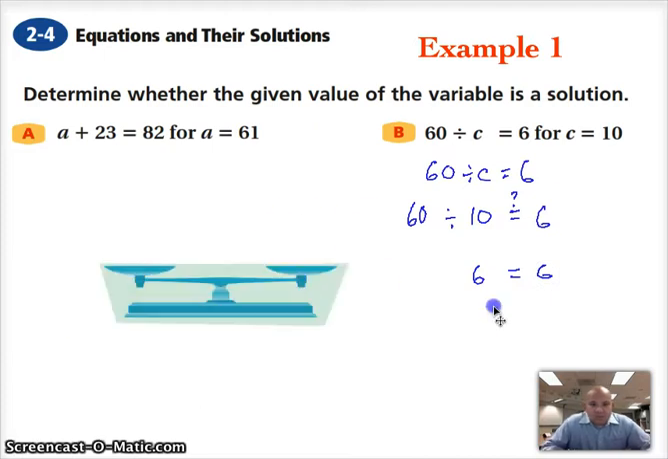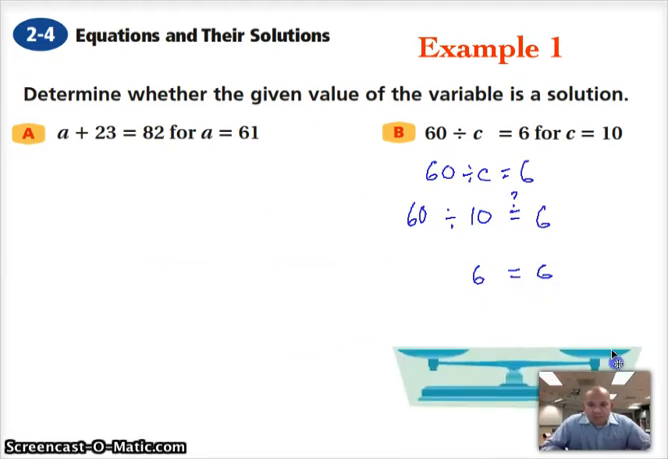So take this pan balance, and if we were to weigh each side of the equation, so to speak, we would have level pans here. This would mean, visually, that we have a solution, that 10 is a solution for this equation.